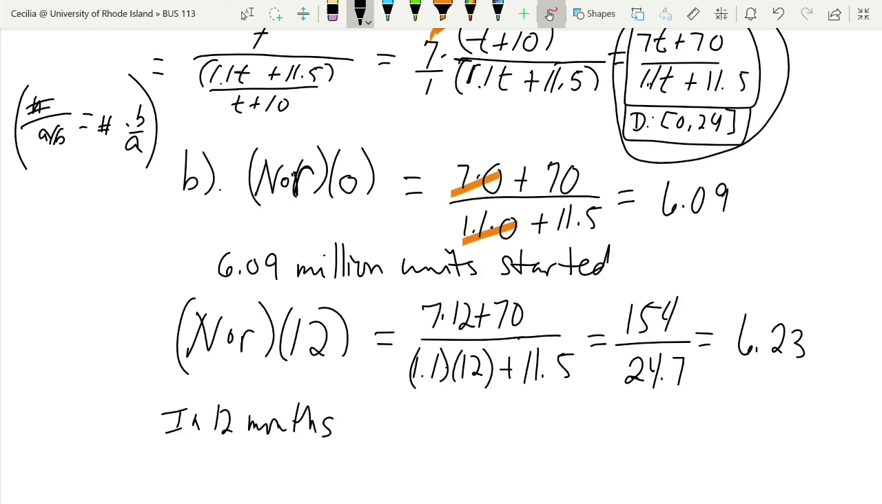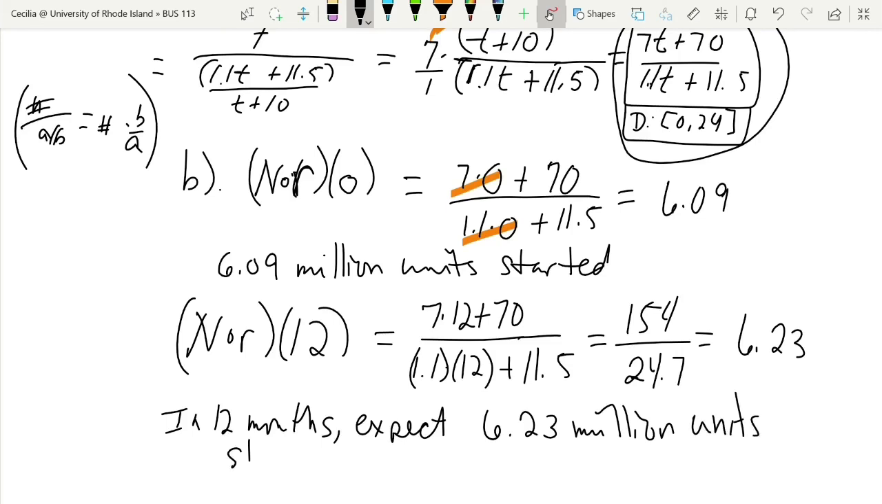And we say that in 12 months, these models expect there to be 6.23 million units started. And by units started, they mean housing starts. So they mean the beginning of a house or an apartment in that month. So that's the number of houses or units. I'm not sure what they call a unit. It might be that a condominium may count as well. The number of units started in that month.